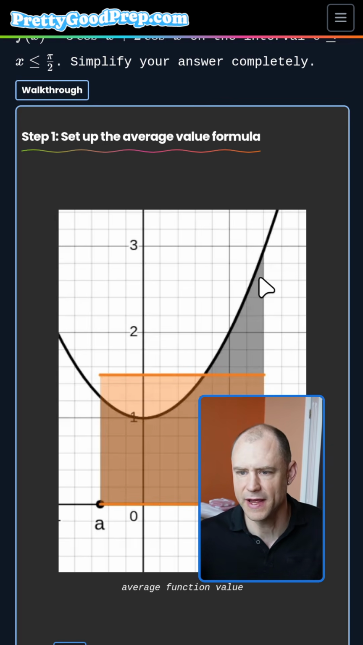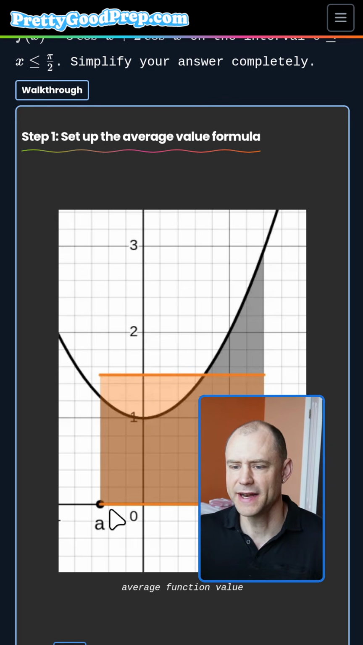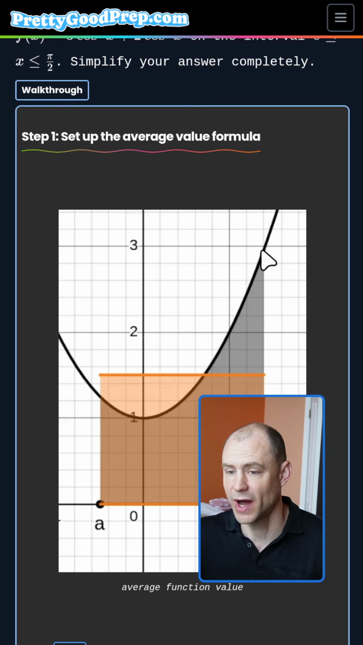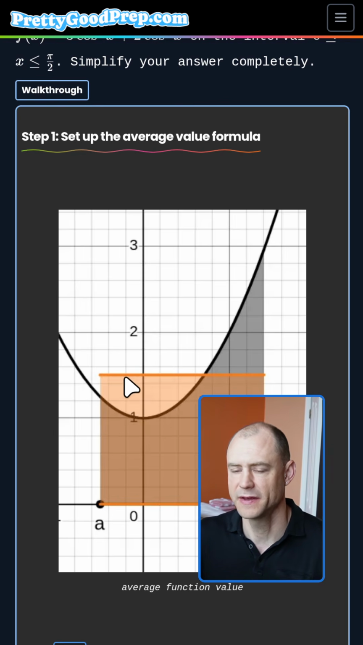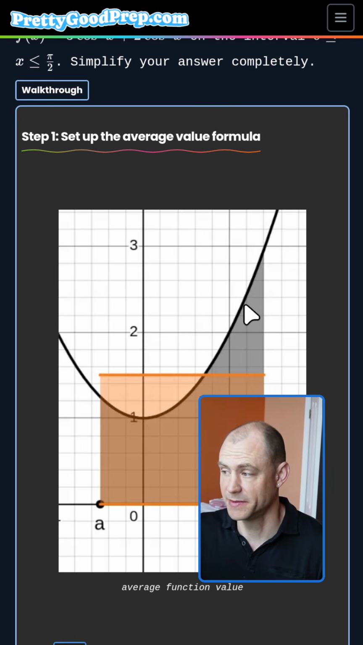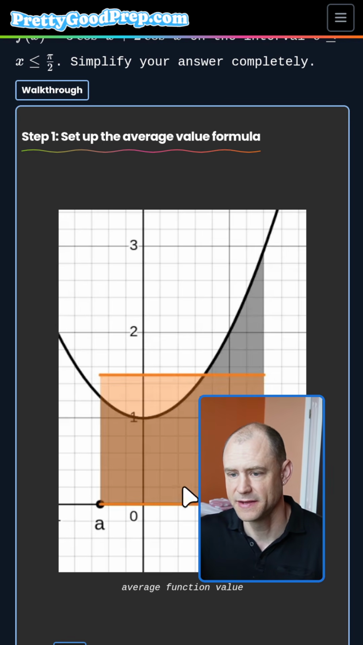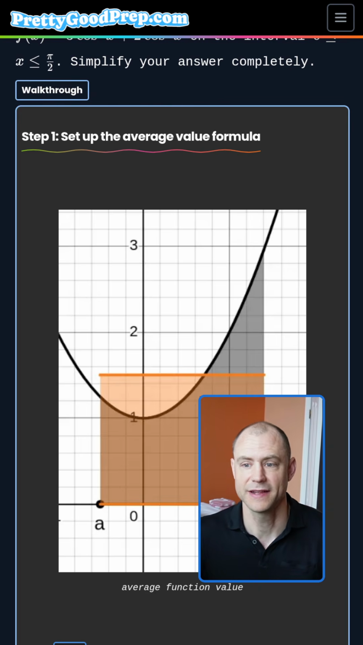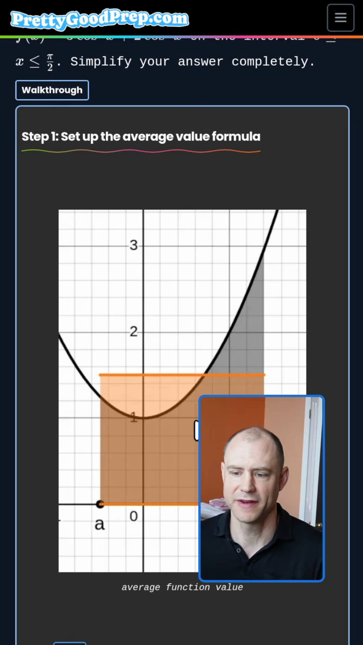If you take all the gray area and you divide it over the interval from A to B, you're going to get the orange line. That's how the orange line is generated. It's the average value of the function. It's the average y value of this function, okay? Another way to think about it geometrically is if you took all this gray area and had to make it into a box, this is what it would look like. And that's what we're actually finding when we find the average value of a function.